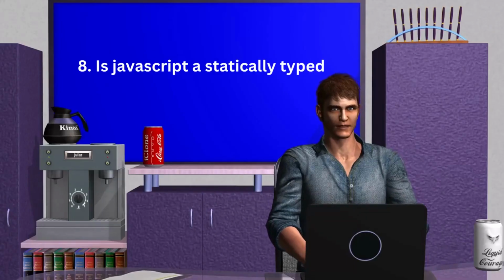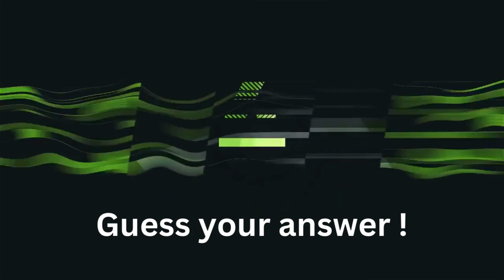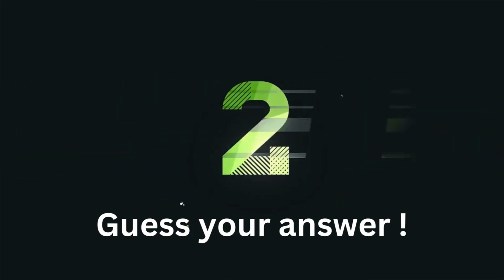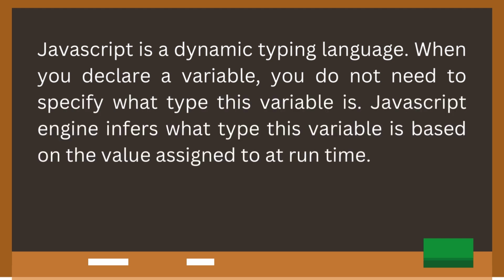8. Is JavaScript a statically typed or a dynamically typed language? JavaScript is a dynamic typing language. When you declare a variable, you do not need to specify what type this variable is. The JavaScript engine infers what type this variable is based on the value assigned to it at runtime.